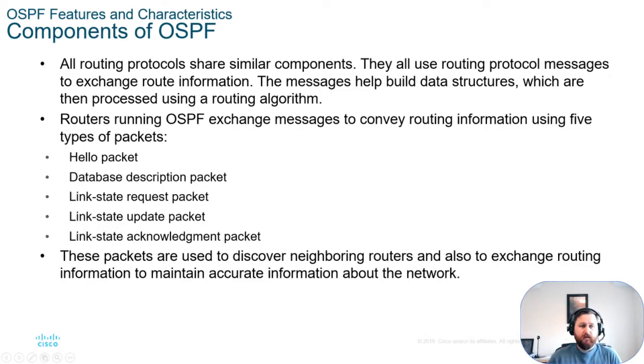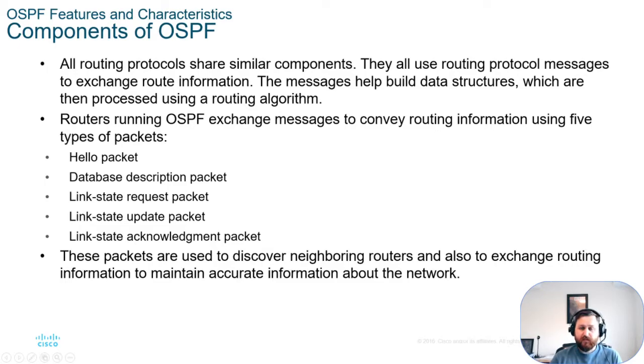adjacencies. Database description happens after an adjacency is formed. Database description messages are where the routers share their routing tables out towards the other devices. It says, here's a general description of what I have. Think of it as a summary of the routes that I have. It's not everything in depth, but it's a general summary.